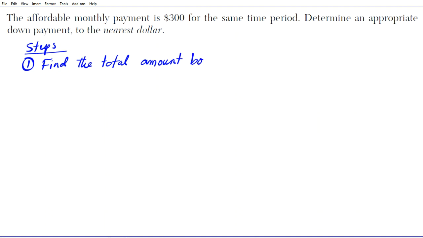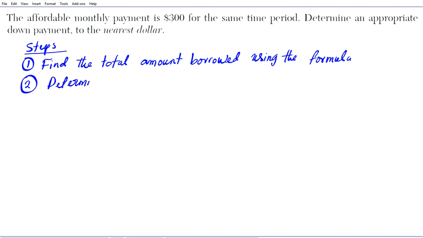You're going to find the total amount borrowed using the formula, okay? That's given. And then secondly, remember we are trying to find the down payment. So we're going to determine the down payment by doing what? We determine the down payment by finding the difference between the original cost and the amount borrowed.